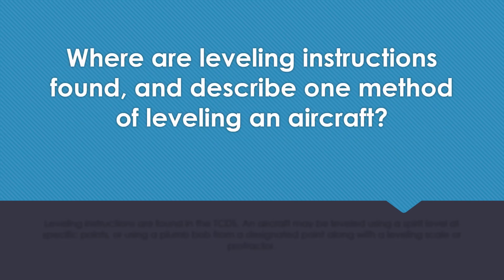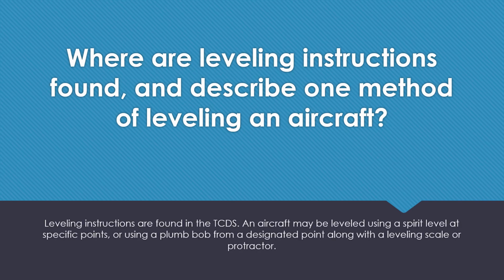Where are leveling instructions found, and describe one method of leveling an aircraft? Leveling instructions are found in the type certificate data sheets. An aircraft may be leveled using a spirit level at specific points, or using a plumb bob from a designated point along with a leveling scale or protractor.